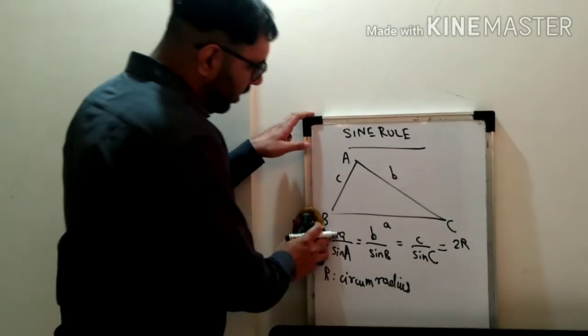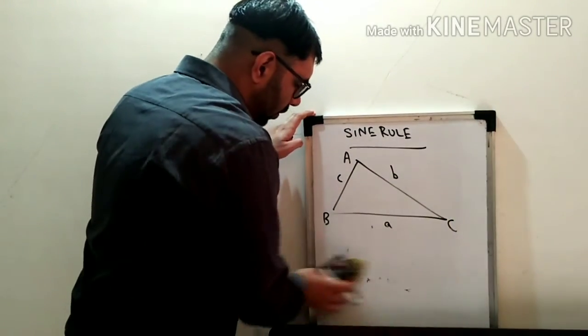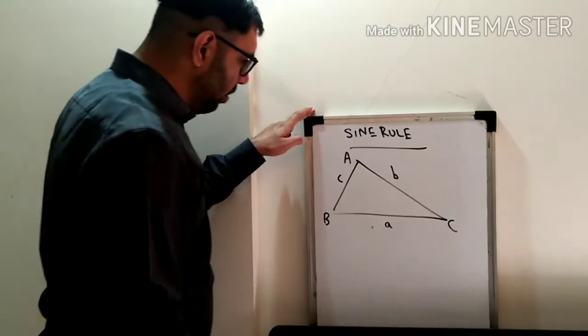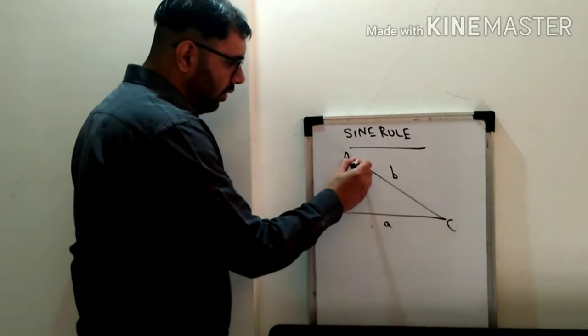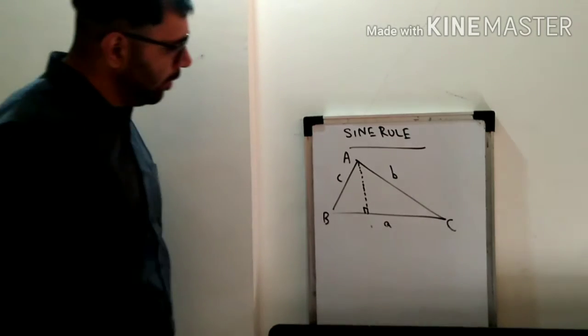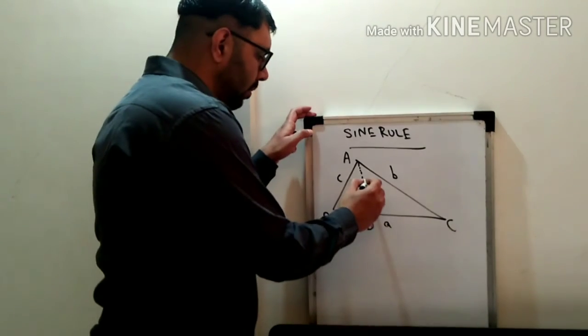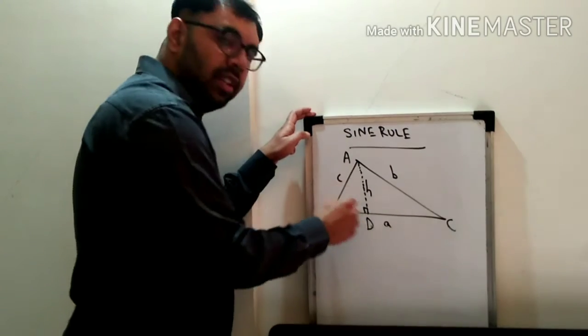इसको हम आसानी से प्रूव कर सकते हैं. अगर मैं इसमें perpendicular drop करता हूँ, if I drop a perpendicular from A on the opposite side BC, now I apply trigonometry in this triangle.